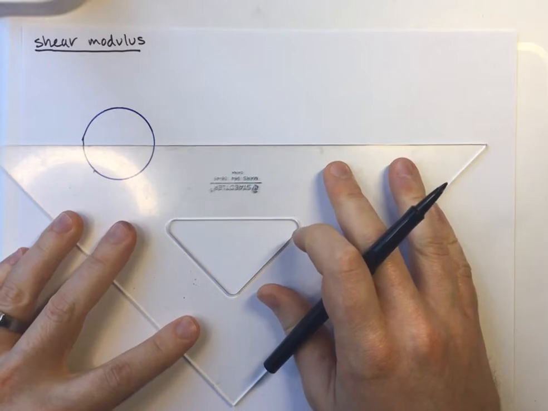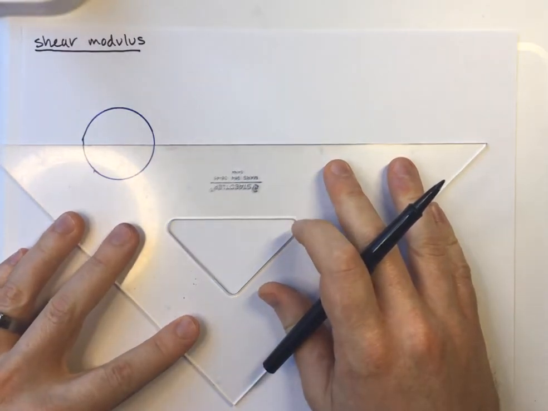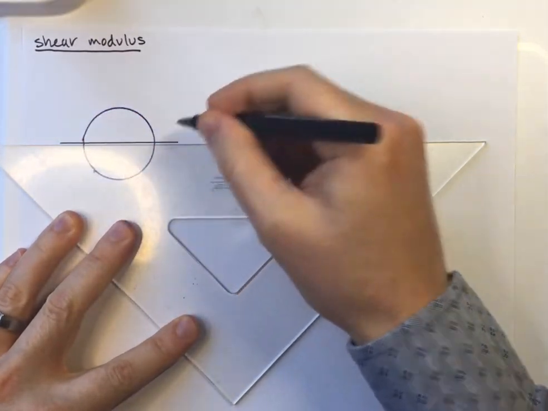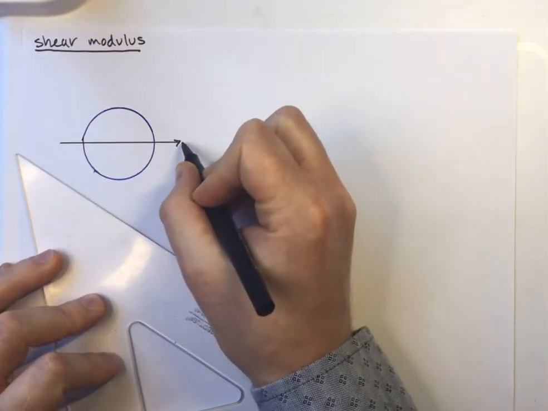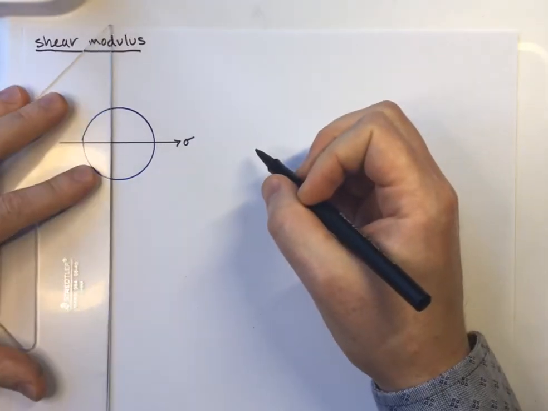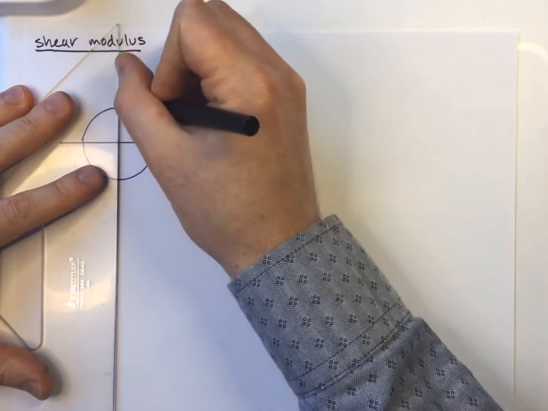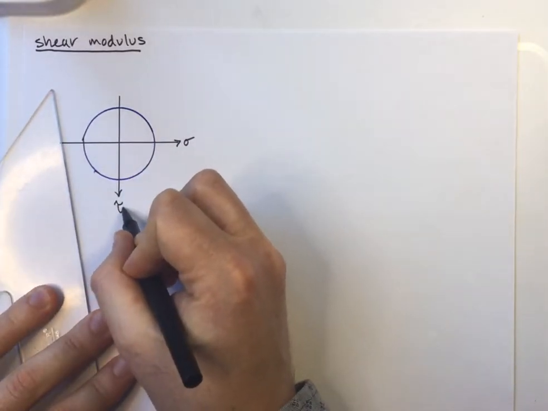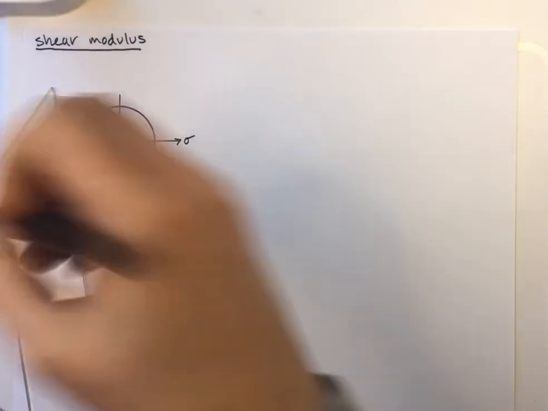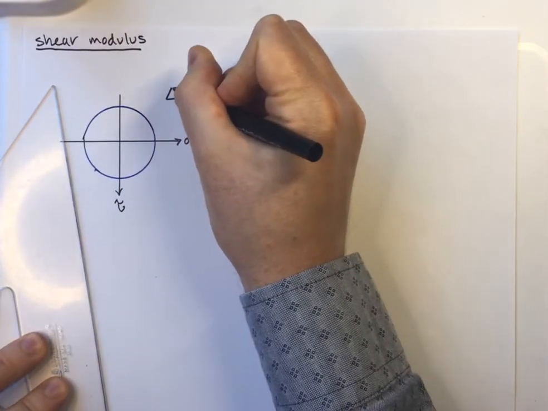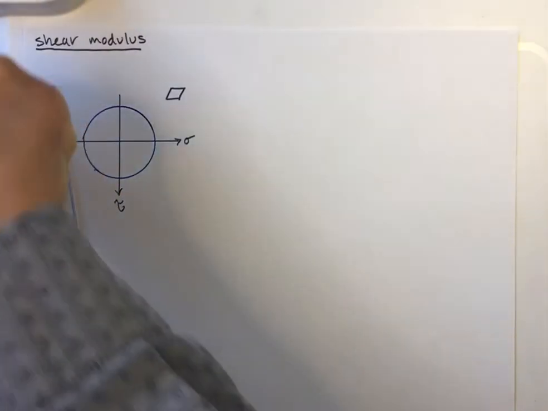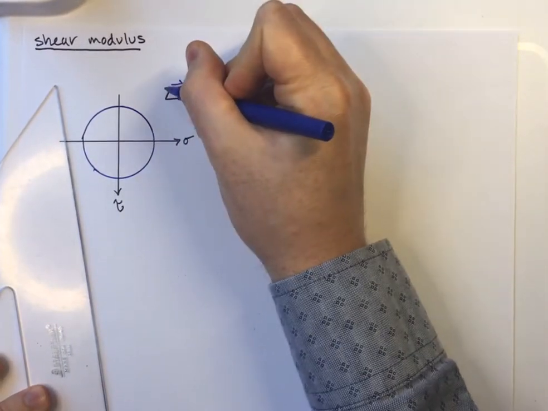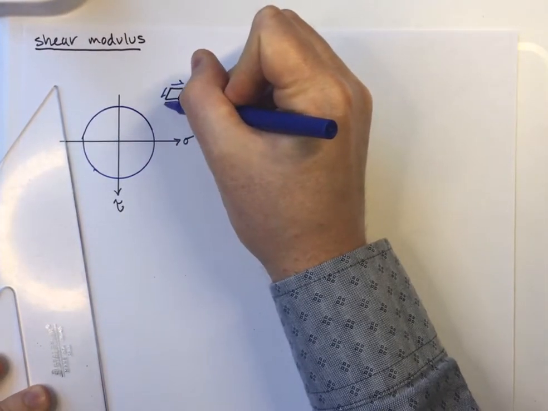Okay, so we're in a state of pure shear. And what does that mean? It means that our circle is going to be centered at the origin. There is my normal stress. Do my best here. Here is my shear stress. Okay, and this is going to be in a state of pure shear. So there's that, and like that.